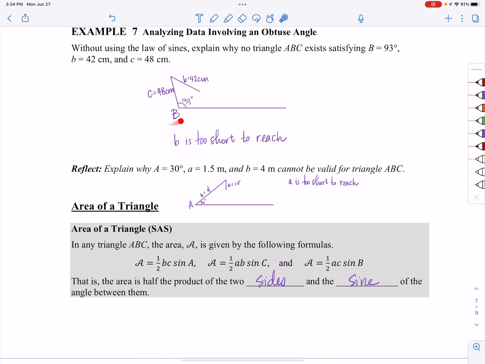So you notice that I drew an obtuse angle. If this is obtuse, then I know that the side opposite has to be the longest side. Small opposite small, medium opposite medium, large opposite large. Well, side B is 42 centimeters, whereas side C is longer than that, and that is not an option. That can't happen. So side B is too short. It's not going to be able to reach in order to make a triangle. And so that's why this triangle does not exist.